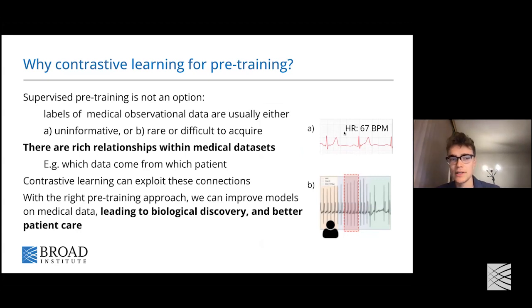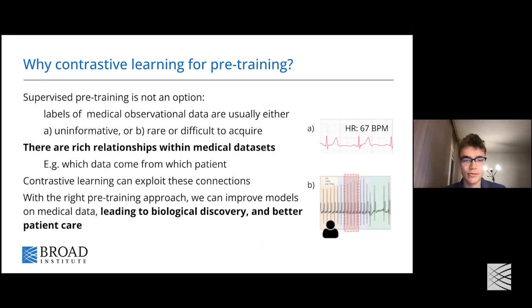This is an ECG, as it might commonly appear in a medical data set, and they're often automatically labeled with something like heart rate. And heart rate on its own doesn't tell you very much about health. It's a single floating point number for a long, high density time series.